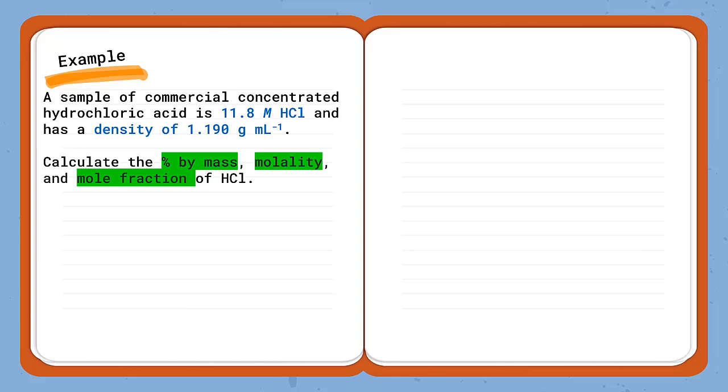Let's try an example of a question involving assumptions. A sample of commercial concentrated hydrochloric acid is 11.8 molar HCl. So this molar belongs to molarity, and it has a density of 1.190 gram per mL. Okay, so now these are the information given, but the question asks you to calculate percentage by mass, molarity, and mole fractions of the HCl.